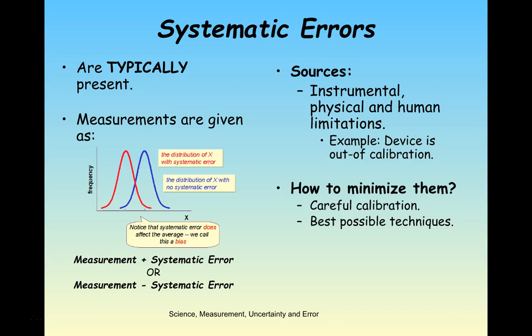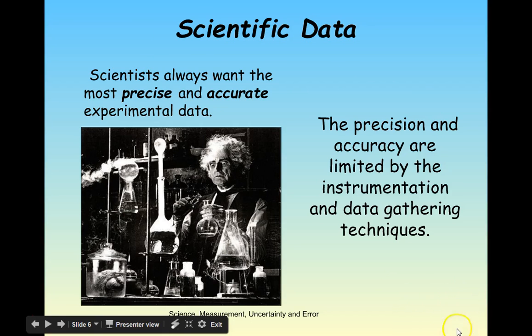So when we use equipment, we want to make sure that we can calibrate it. Maybe if you're using a thermometer, you want to compare it to another thermometer to make sure that they're both reading the same temperature before you begin an experiment. We also want to make sure we're using the best possible techniques. When you measure volume in a graduated cylinder, sit it flat on a countertop and make sure you're looking at eye level. Those are things that can reduce the systematic error involved with the experiment.